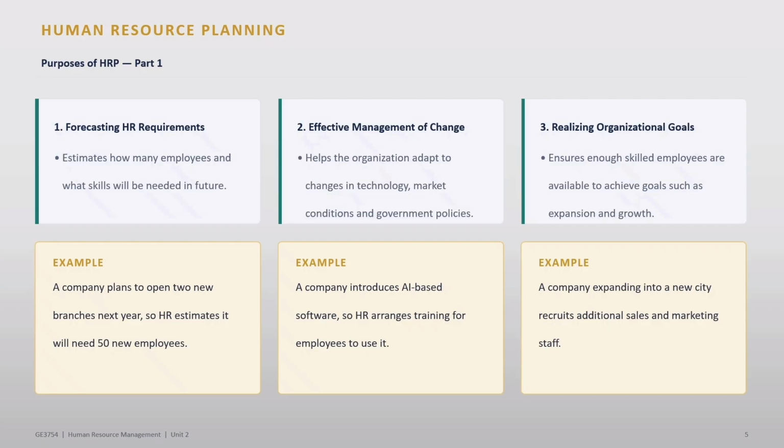The second purpose is effective management of change. Organizations are continuously affected by changes in technologies, market conditions, and government policies. HR planning helps the organization identify these changes and prepare employees accordingly. For example, if a company introduces AI-based software, employees may require additional knowledge and skills to work with the new system. In such a condition, HR can arrange suitable training programs.